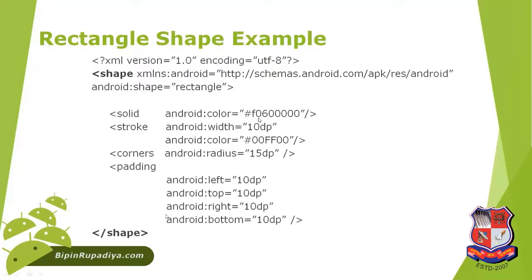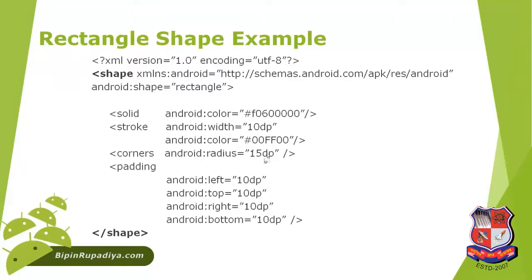Again, right here, the first two digits are the alpha channel, then red, green and blue, that combination we have specified. Stroke is 10 dp, and the stroke color we have specified right here is green, because for the green light it is ff, and red and blue are 0 0. And then we want to create the rectangle with a radius of 15, so it becomes a rounded rectangle. We have specified the radius.